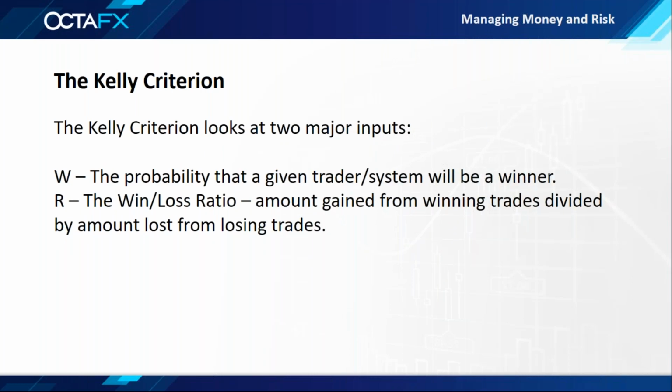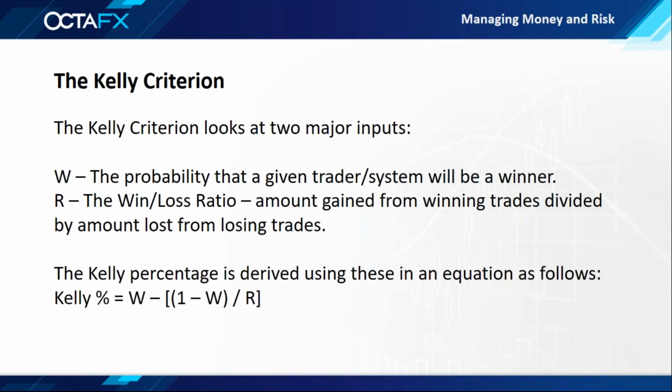So it looks at two major inputs. The probability that a given trader or system will be a winner is W, and then R is the win-loss ratio, the amount gained from winning trades divided by the amount lost from losing trades. And here you can see the formula. Kelly percentage is derived using these in an equation as follows.